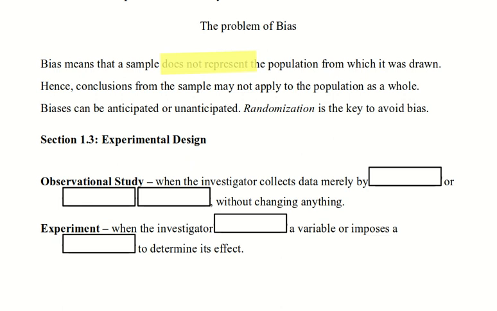So bias in this statistical use of the word does not necessarily mean that we have made a mistake, that we are in some way to blame for it. Now, that doesn't mean it's not bad. It certainly means that we have useless information. It does not represent the population from which it was drawn. So if we try to draw conclusions from a biased sample, it's not going to apply to the population. So how do we avoid it?